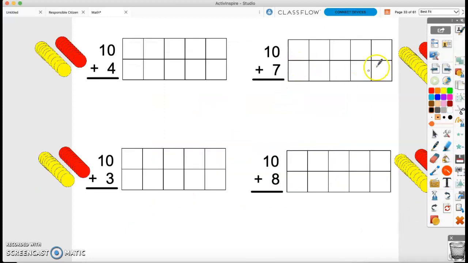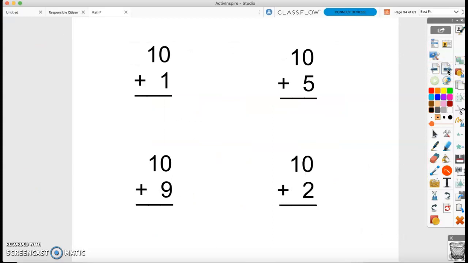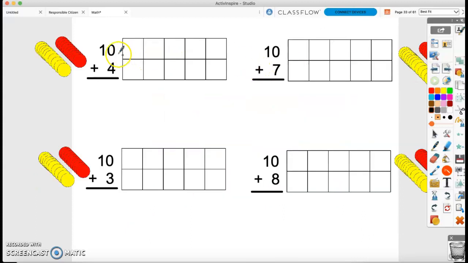Here we go. So we have some problems to do. So let's try these with our counters. There we go. So I know in this one that I have 10. So I'm going to put out my 10 counters.